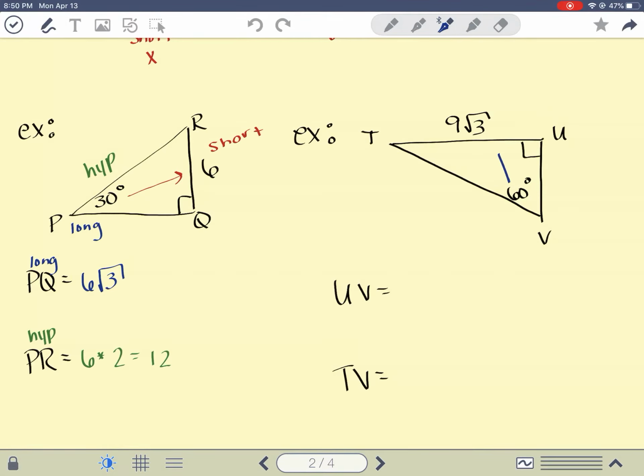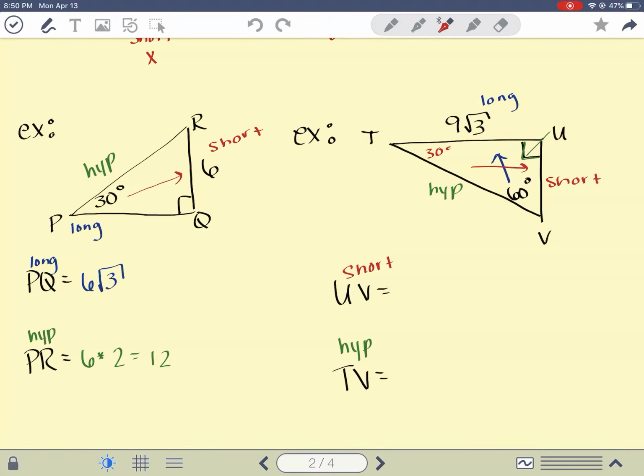All right, so for our next example, this time we are across from the 60 degrees. So that makes this my long side. Over here, since this is 30 degrees, across would be my short, meaning UV is my short side. And then over here, of course, across from that 90-degree angle is my hypotenuse. So TV is going to be my hypotenuse.